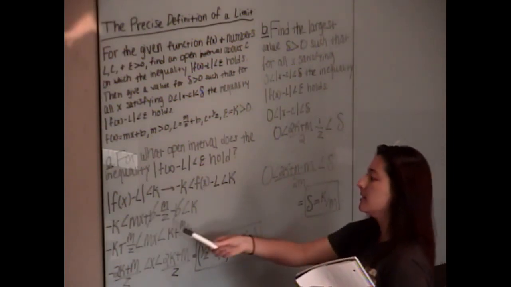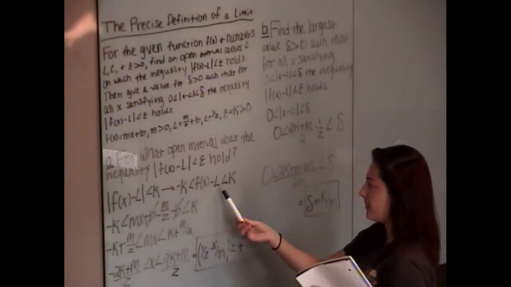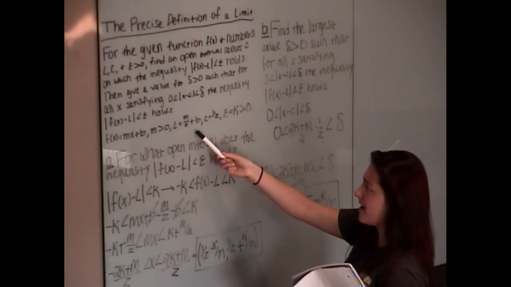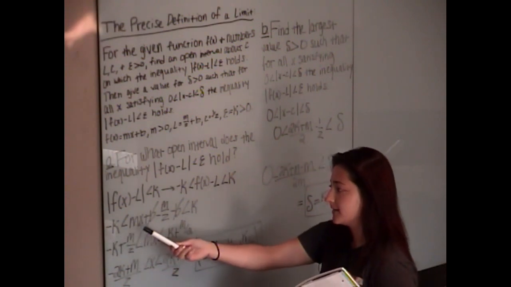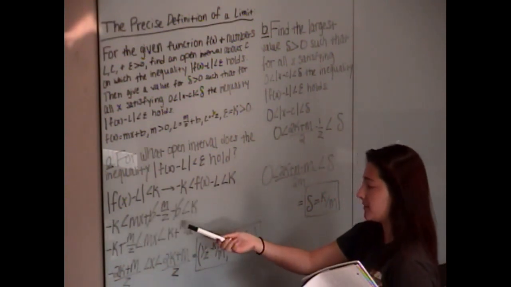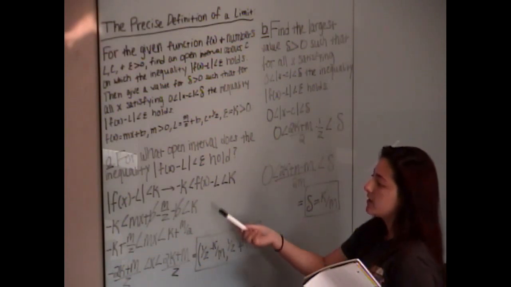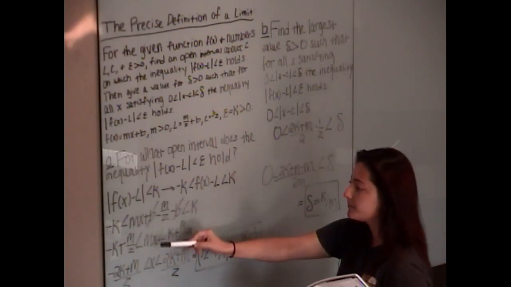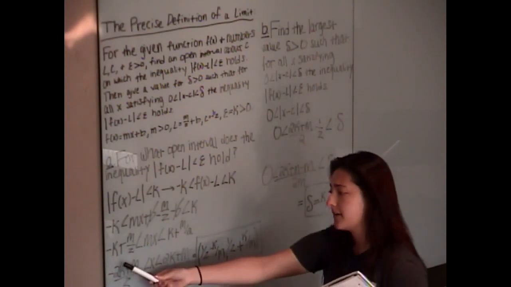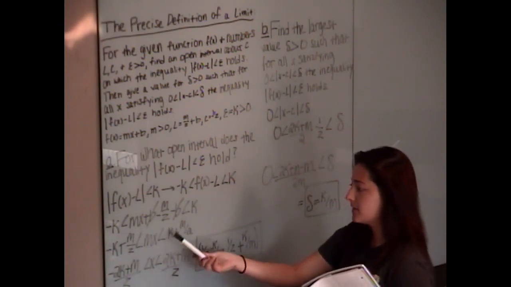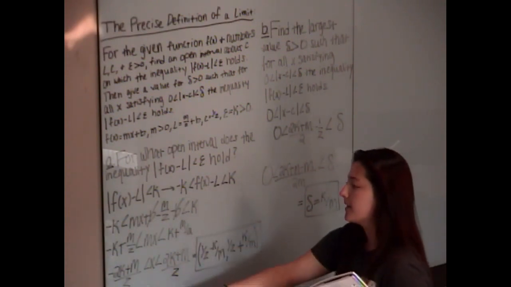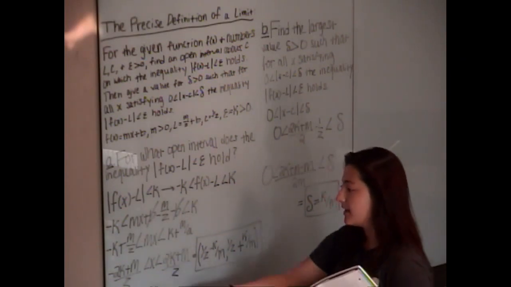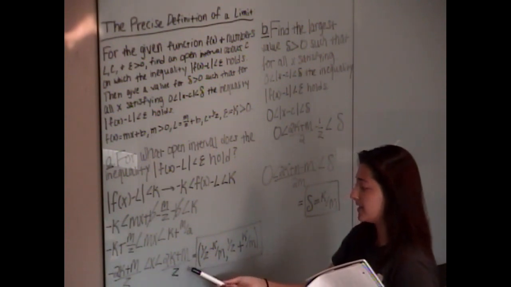We plug in f of x, which is mx plus b, and minus L. Here we see that L is m over 2 plus b. So we literally just write it as negative k is less than mx plus b minus m over 2 minus b, which is less than k. We cancel out the b's, and we are left with negative k plus m over 2 is less than mx is less than k plus m over 2. We can further cancel out the m, and simplify this to negative 2k plus m over 2m is less than x, which is less than 2k plus m over 2m.